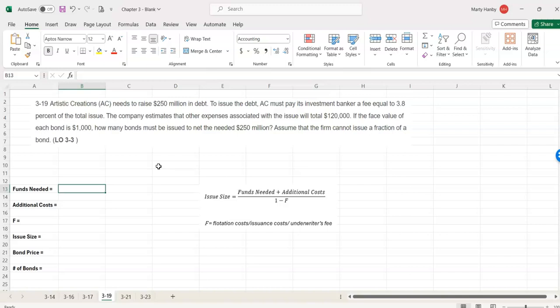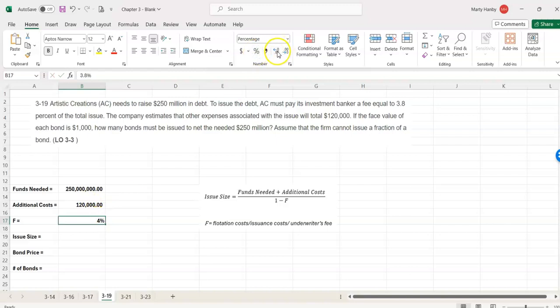How many bonds must be issued to net the needed $250 million? Assume that the firm cannot issue a fraction of a bond. So $250 million. Now we've got $120,000 of additional costs, and then we're going to pay our investment banker 3.8%, 0.038.